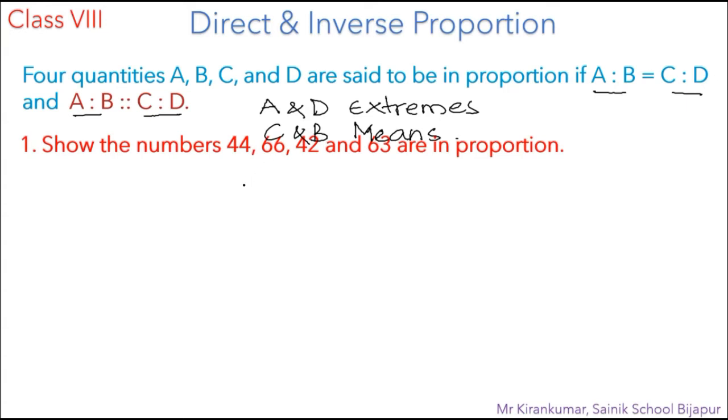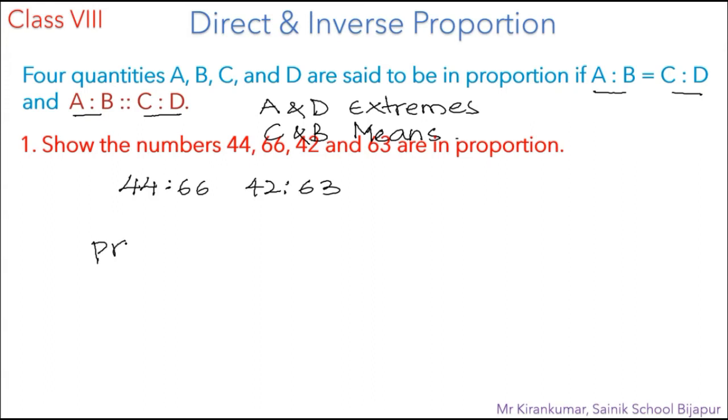For example, if we have a question, show the numbers 44, 66, 42, and 63 are in proportion, we have to find out whether they are in proportion by finding them in a standard form, or else we can multiply the extremes and the means. Suppose if I write 44:66 and 42:63, if I multiply 44 with 63 and 66 with 42, if I get their product equal, then I can say that they are in proportion.